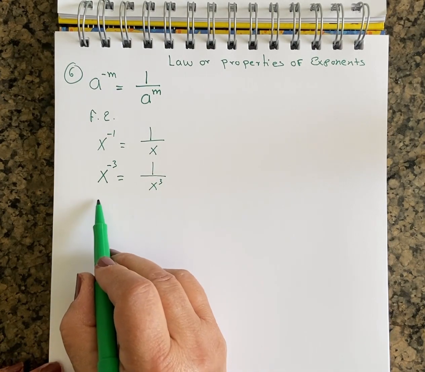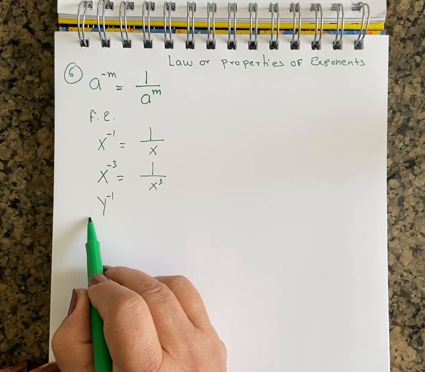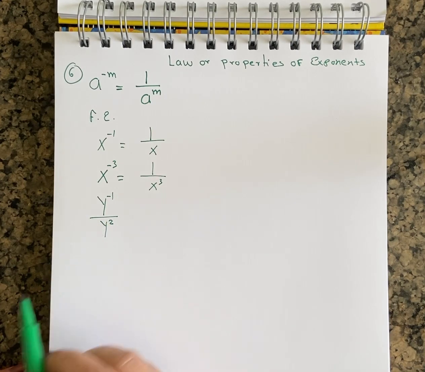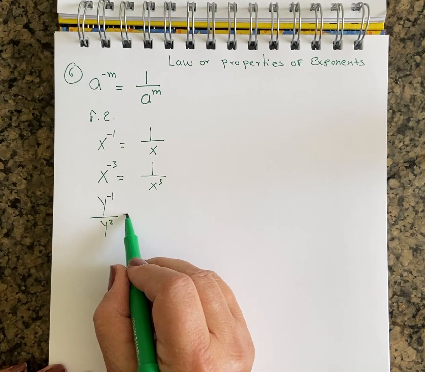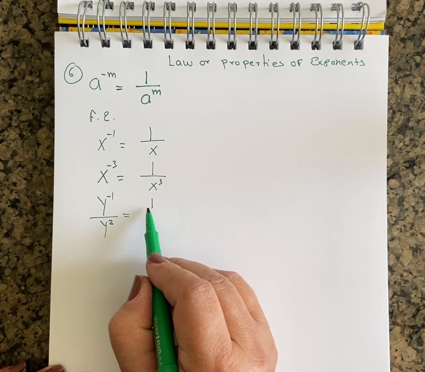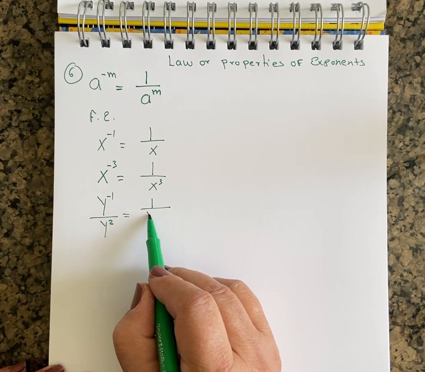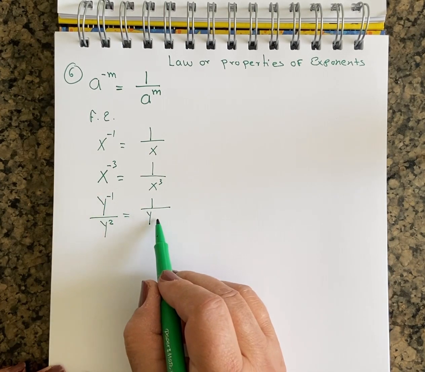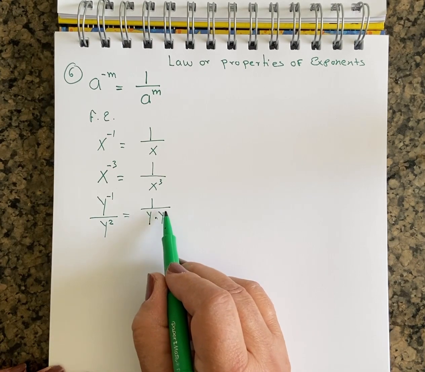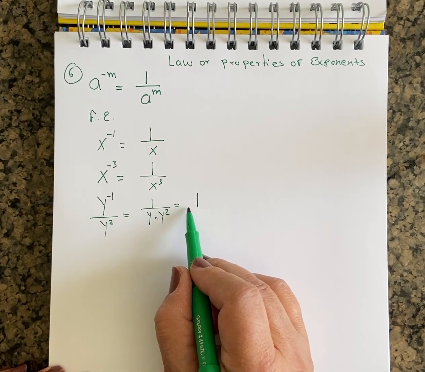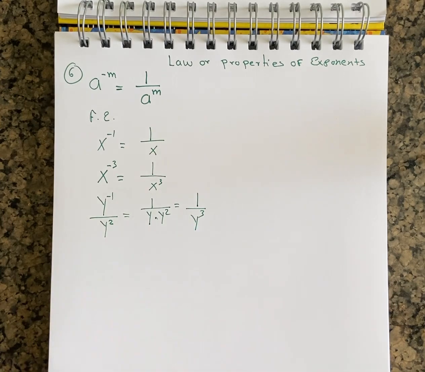And if I were to have y to the negative 1 over y to the second power, this is the same thing as having 1 over y for this one, and then times this one, y to the second. So this will be 1 over y to the third power.